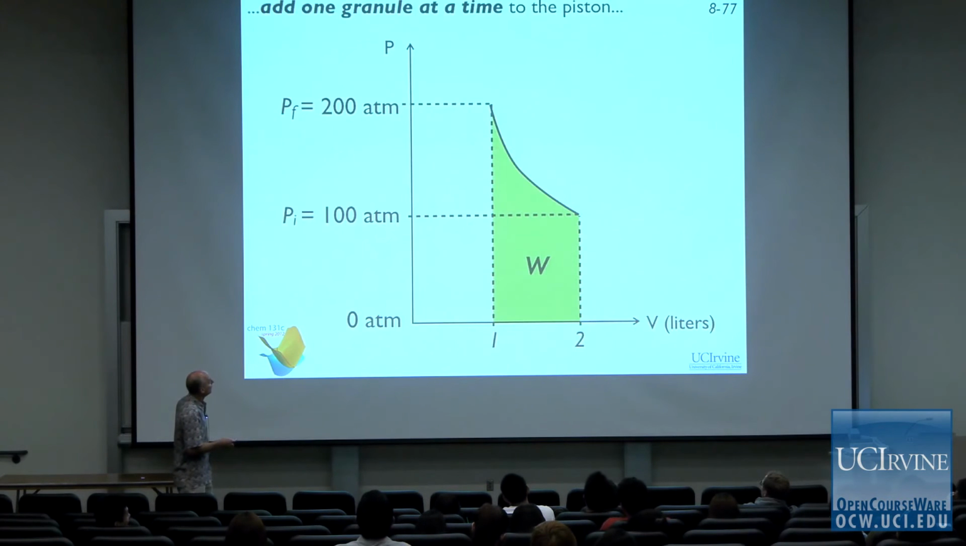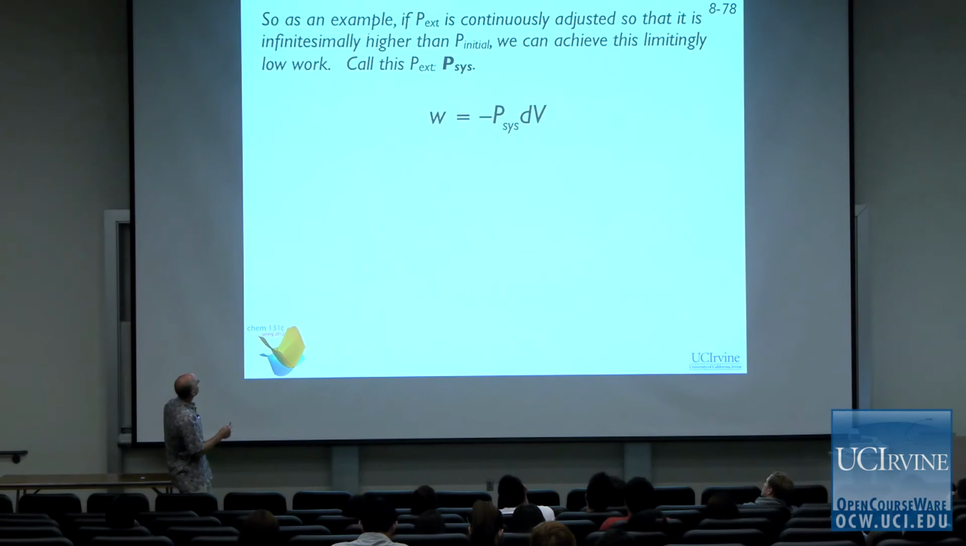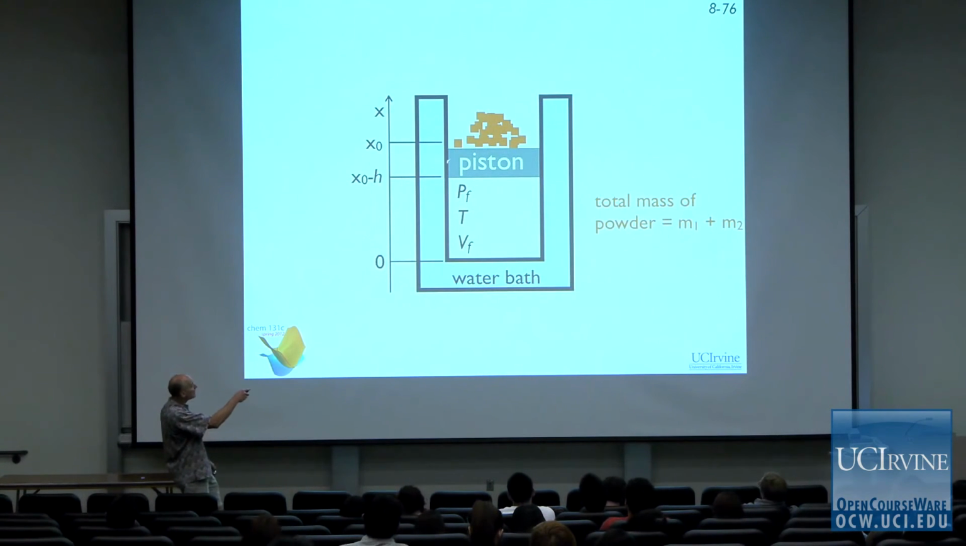Now, what can we understand about this process? Let's see if we can figure out mathematically what we just did, because this is kind of important to understand. Here's what we did. As an example, if the external pressure is continuously adjusted so it's infinitesimally higher than the initial pressure, that's what we did. We just made it infinitesimally higher by putting one grain at a time on the piston.